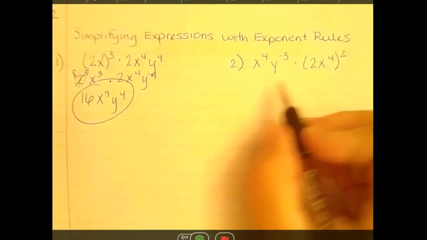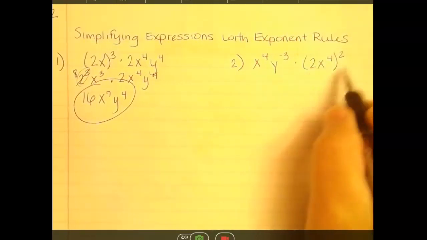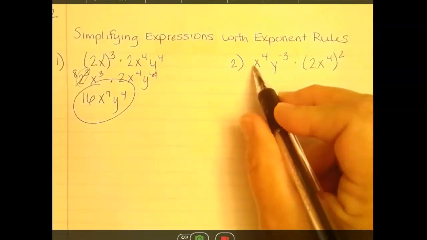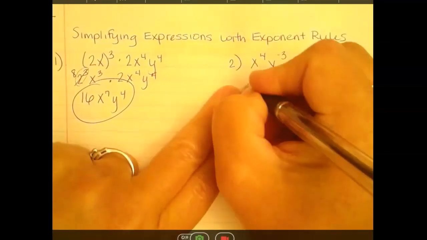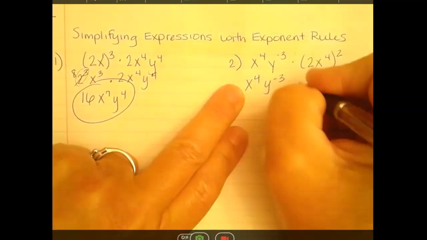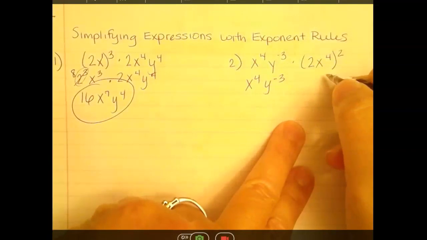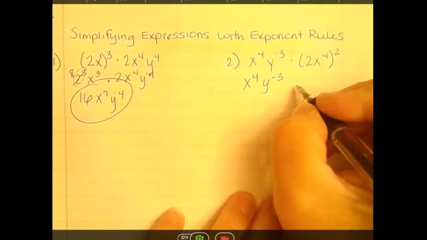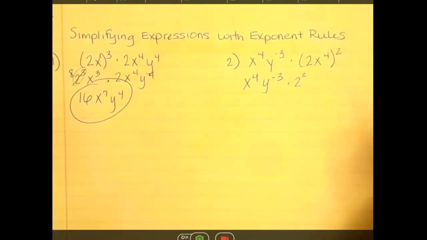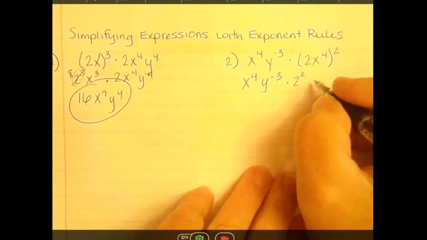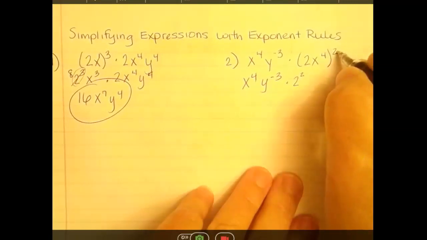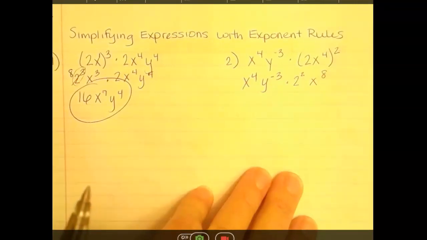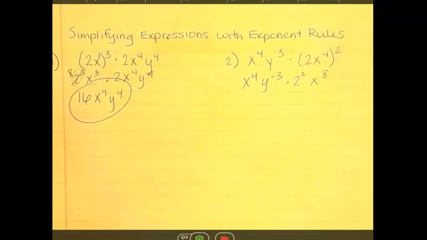Okay, over here, our power rule is over to the right. We're going to do this first, and then we're going to add our exponents together with the x's and y's over here. So for the first step, I'm not going to do anything to these, but now I'm going to get rid of these parentheses by making everything in the parentheses go to the 2nd power. 2 goes to the 2nd power, and you could just write a 4 there. I'm trying to be super clear. X to the 4th to the 2nd power means multiply those powers together, so this is x to the 8th power.